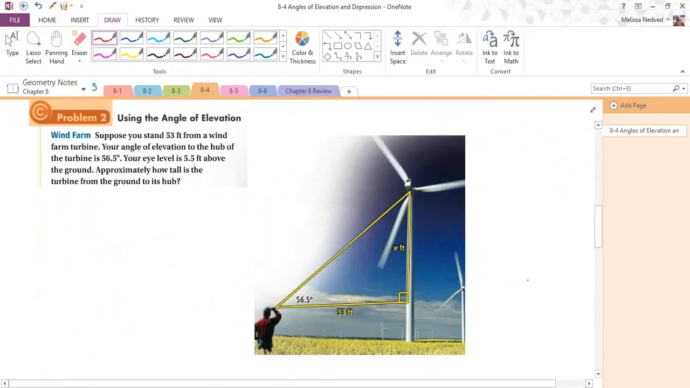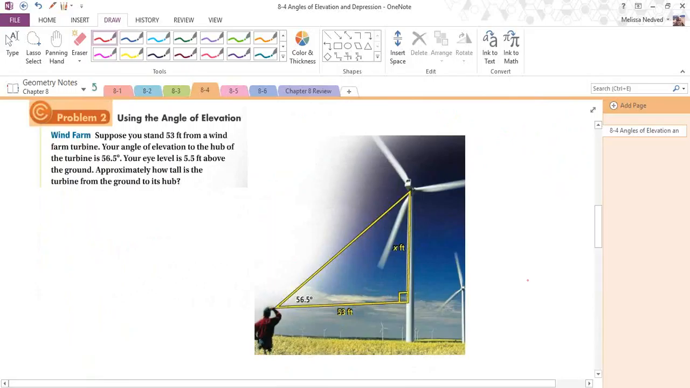It says, suppose you stand 53 feet from a wind farm turbine. Your angle of elevation to the hub of the turbine is 56.5 degrees. Your eye level is 5.5 feet above the ground. Approximately how tall is the turbine from the ground to its hub? So there's a lot going on in this problem. So let's break it down piece by piece.